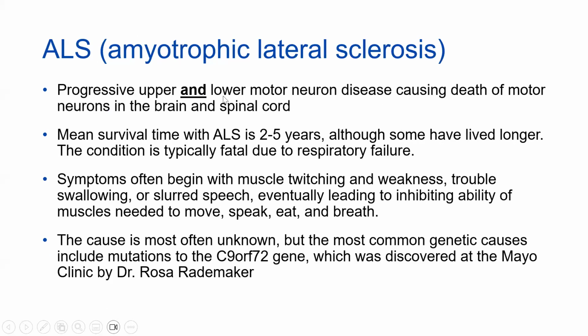ALS is a progressive upper and lower motor neuron disease, causing death of motor neurons in both the brain and spinal cord. The mean survival time from when a patient starts experiencing symptoms of ALS to time of death is typically only 2 to 5 years. There have been some rare cases during which individuals have lived longer, even 20 plus years. But the condition is typically fatal due to respiratory failure.